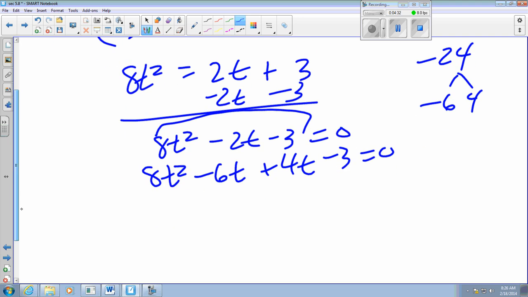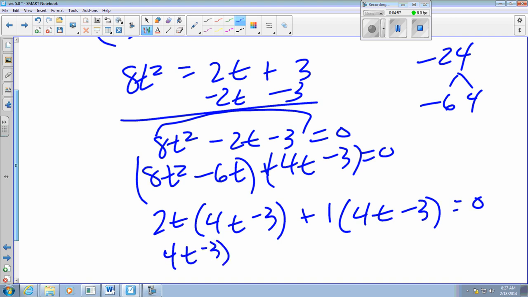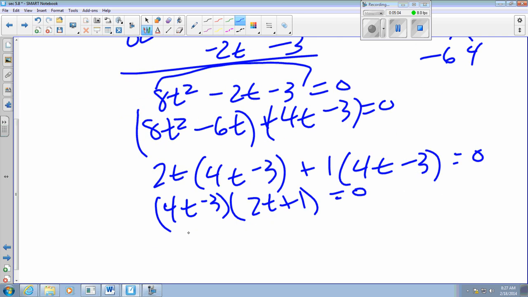And we're going to do it by grouping at this point. Greatest common factor of my first grouping is 2t, leaving me with 4t minus 3. And I can take 1 out of there, leaving me with 4t minus 3. And I'm going to regroup by writing 4t minus 3 times the quantity of 2t plus 1, setting those equal to 0 because there's a number in front of the variable.